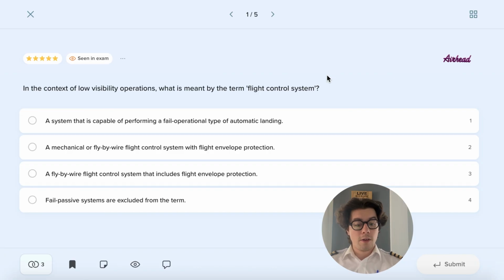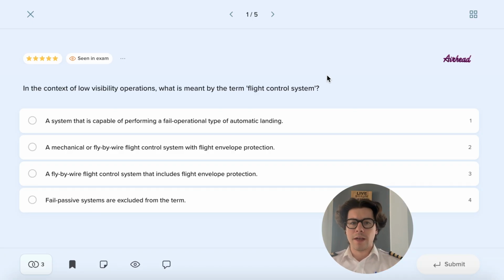In the context of low visibility operations, what is meant by the term flight control system? So remember that low visibility operations are the ones where the RVR is below 550 meters. However, you will require specific approval only below 400 meters of RVR on the runway in use. Also remember that these operations will vary depending on the operator and the specific approvals that they got. So it will never be all straightforward.